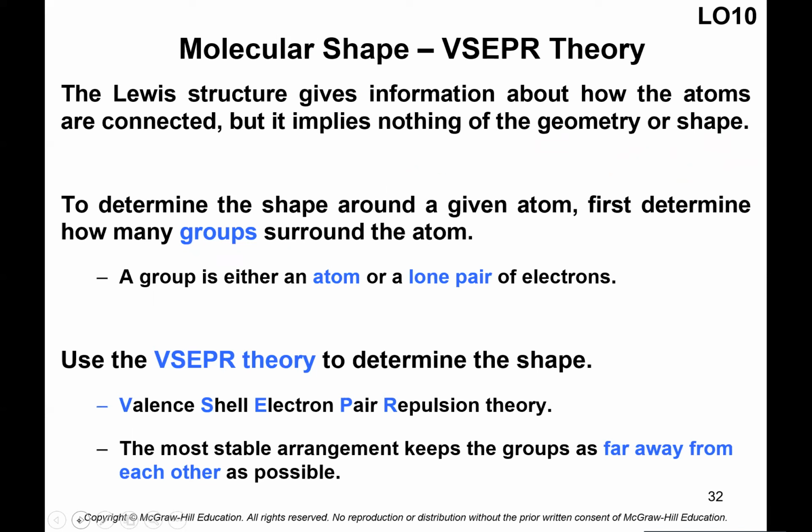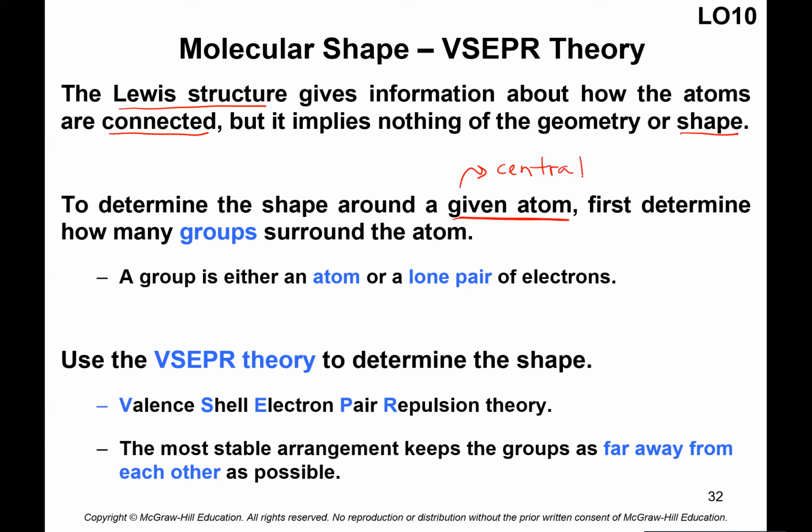So first let's focus on being able to identify the shape around the molecule. We've learned so far that a Lewis structure can give you information about how the atoms are connected, but it does not tell you their shape in 3 dimensions. So when we say that we're determining the shape, generally we're speaking about the shape around a given atom. This is also sometimes referred to as the central atom.